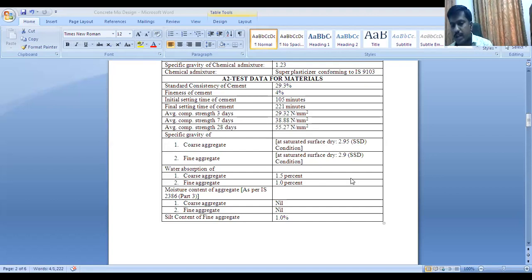Then water absorption, again I told you, for fine aggregate or for coarse aggregate it should not go beyond 2% at any cost.